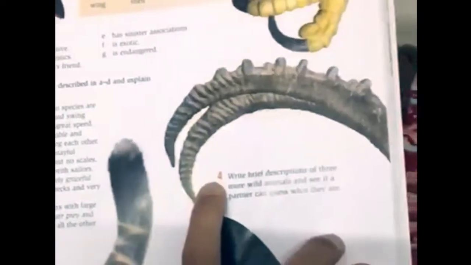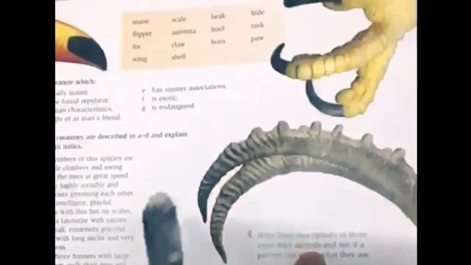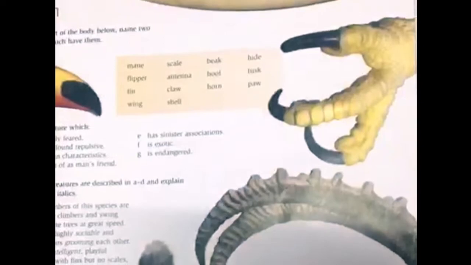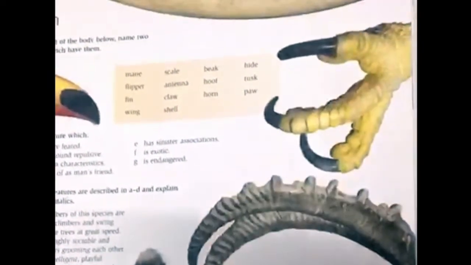And then for activity number 4, write a brief description of 3 more wild animals. Just write 3 descriptions of wild animals.